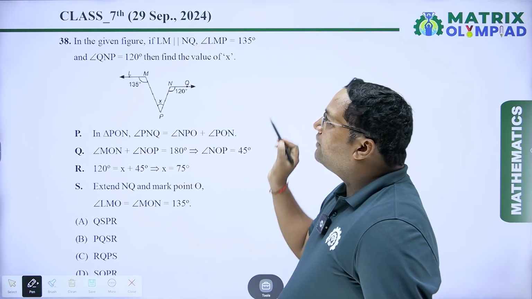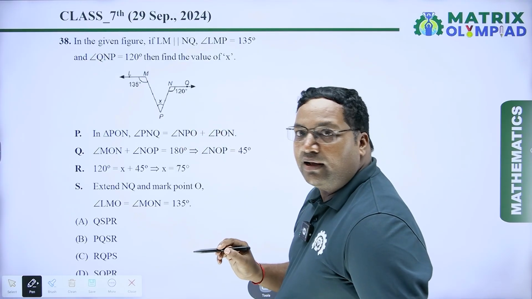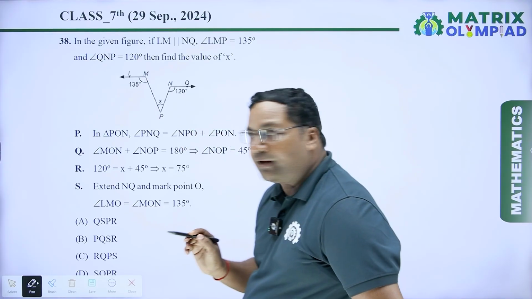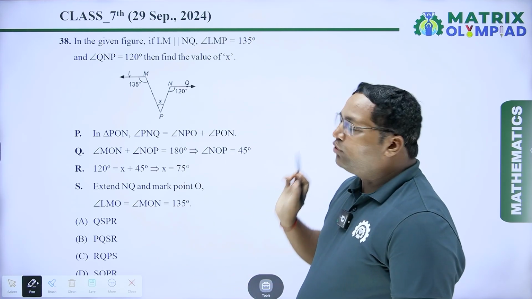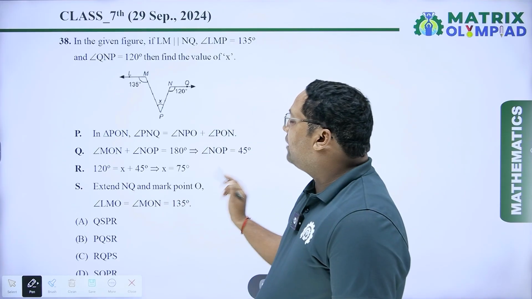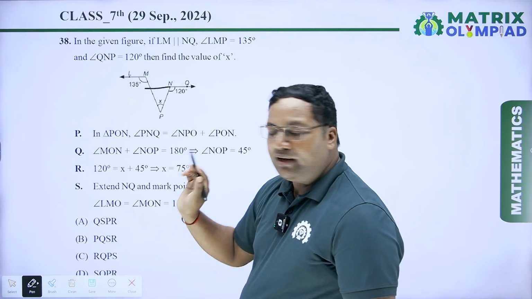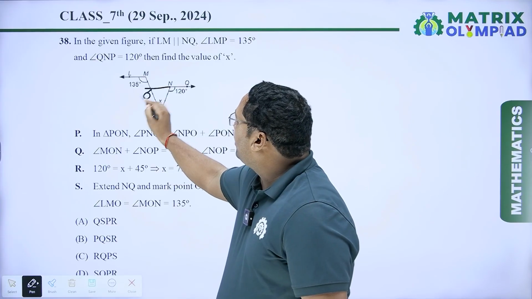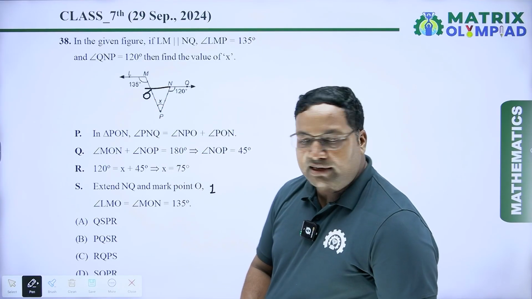Here in the given figure, if line LM is parallel to line NQ, angle LMP is 135 degrees and angle QNP is 120 degrees, then find the value of X. So first of all, we have to extend the NQ line and mark this point as O. So the first step is this step, extend.